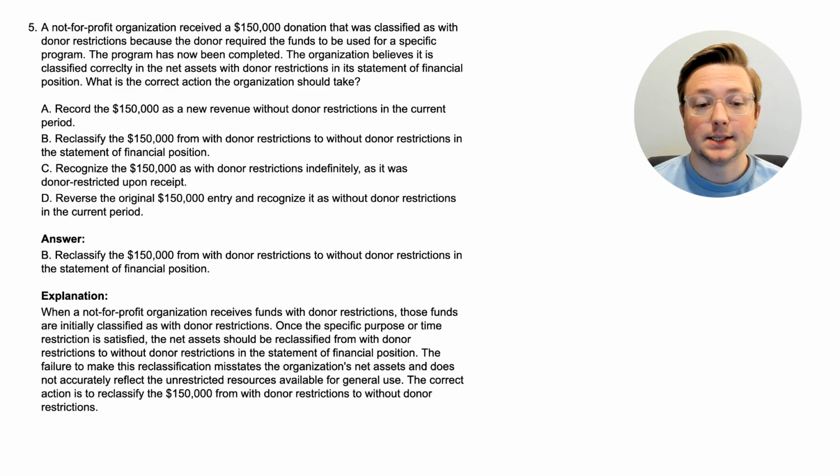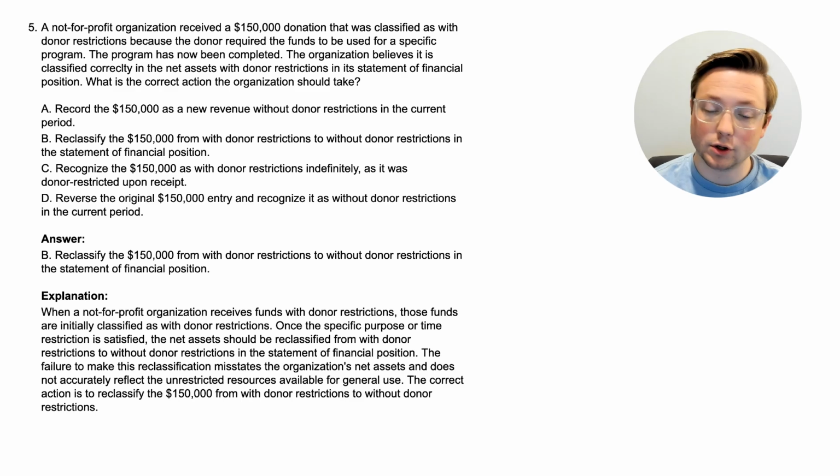All right, the answer is B. Reclassify the $150,000 from with donor restrictions to without donor restrictions in the statement of financial position. So this is what you should do. When a not-for-profit organization receives funds with donor restrictions, those funds are initially classified as with donor restrictions. That makes sense. Once the specific purpose or time restriction is satisfied, the net assets should be reclassified from with donor restrictions to without donor restrictions in the statement of financial position.